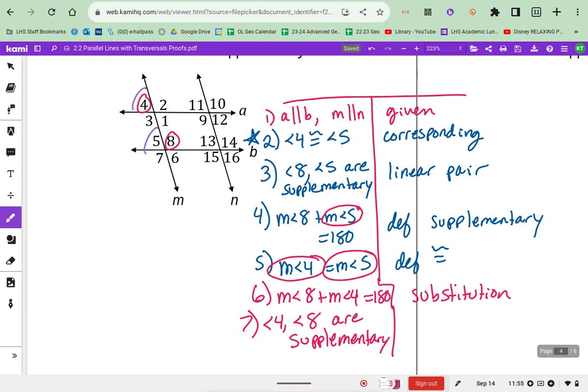So do we really need to do it twice? Yep, and the reason is the definition of supplementary. Because remember, that definition of supplementary takes my equation and puts it back into words. Or it can go the other way. It can take the words and put it in an equation.